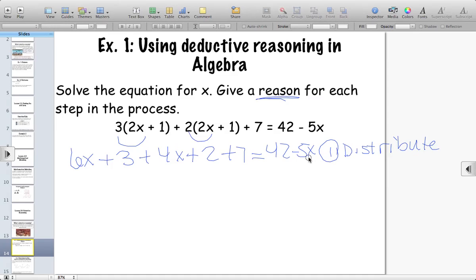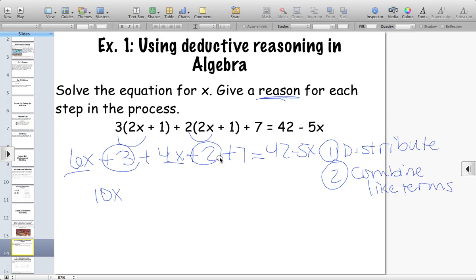Now, step 2, I have all those x's, I have all those numbers, I need to combine the like terms. So, 6x plus 4x, it's 10x on the left, nothing on the right-hand side that I need to worry about just yet. 3, 2, and 7 would give me 12. So the left-hand side is simplified. 42 minus 5x is already simplified. So I've combined my like terms. I've added all the x's together, and I've added all the constants together.